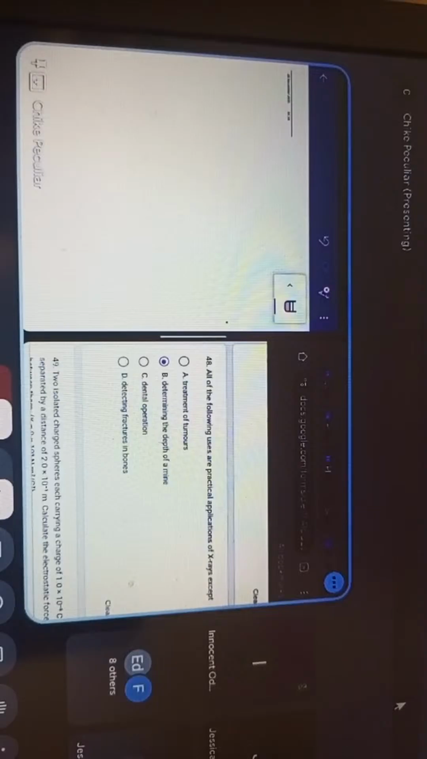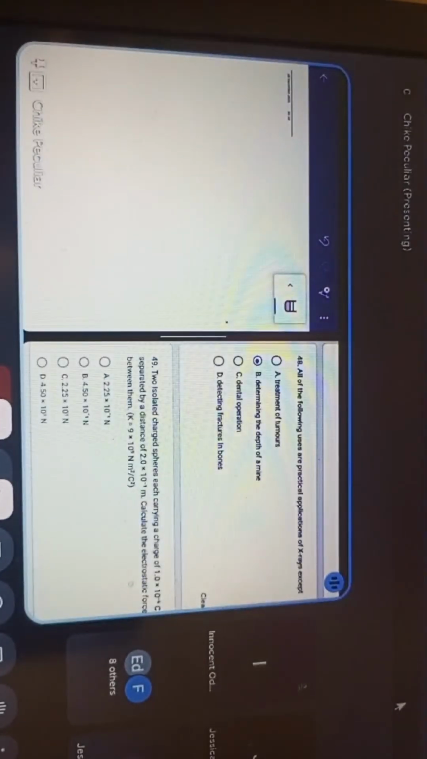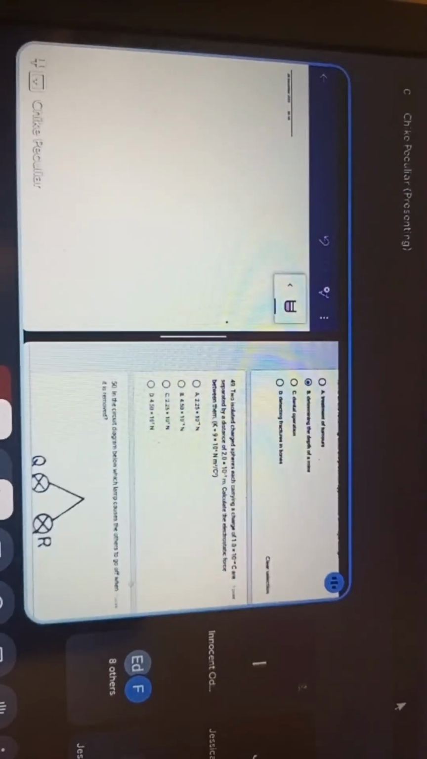But let's go on. Dental operation, still a tissue or an organ in your body which is not hard enough. Then fractures in your bone. In fact, this is one of the most common uses of X-ray. So the correct answer is determining the depth of the mine. You can't use an X-ray to determine the depth of the mine. The materials in the mine are too hard for X-rays to penetrate.